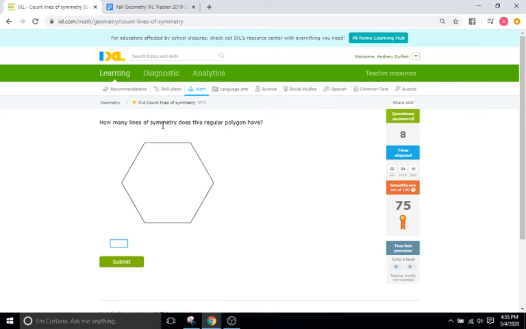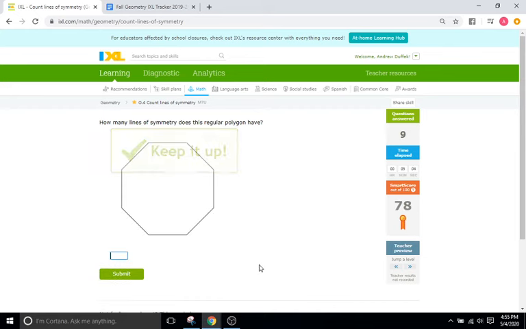How many lines of symmetry does this regular polygon have? Okay, well, it is a regular polygon, so we'll just count the sides. 1, 2, 3, 4, 5, 6, 6. So I'm going to write 6 here, and that's going to be 3 through the sides and 3 through the corners. Good. This one has 1, 2, 3, 4, 5, 6, 7, 8. 8. Again, 4 through the sides and 4 through the corners. So it's going to be 8.